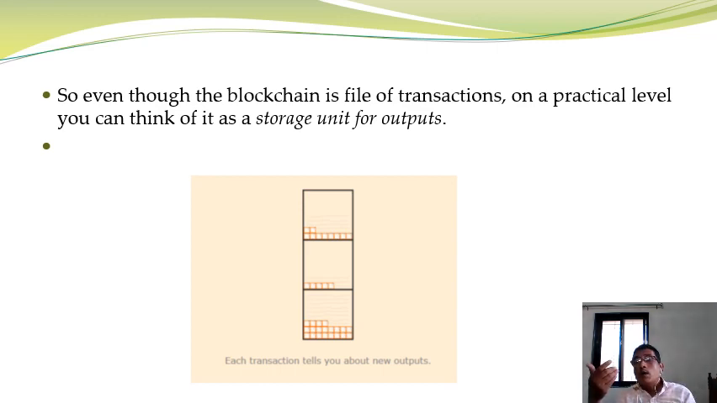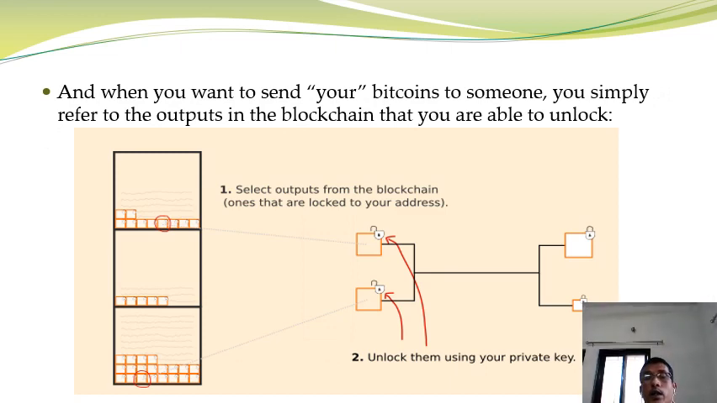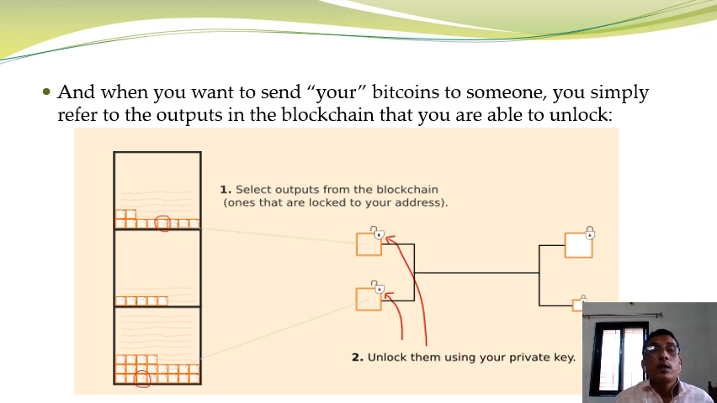They will take the outputs from the previous transaction, they will do some operation, they will transfer some Bitcoins, and then they will produce the new outputs. New outputs have the lock. The lock is created on new outputs, and an unlocking script is required to unlock the outputs. So when you want to send your Bitcoins to someone, you simply refer to the outputs. If you want to send some Bitcoins to someone, simply give the value in terms of outputs, and these outputs are spent by the inputs.